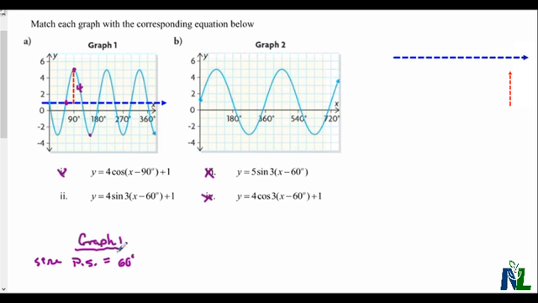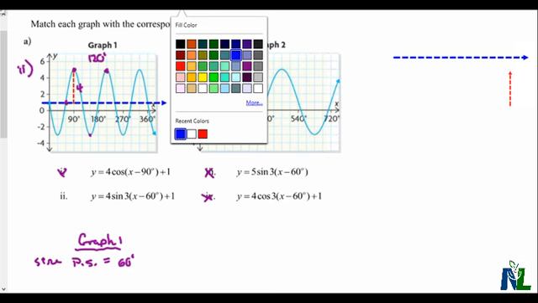And just to confirm, we'd also like to look at the period of this graph. The period of this graph would go from 90 to 10. So it looks like we've got a period of 120 degrees, or a third of the original, and we see a 3 right here. So graph A matches with number 2.